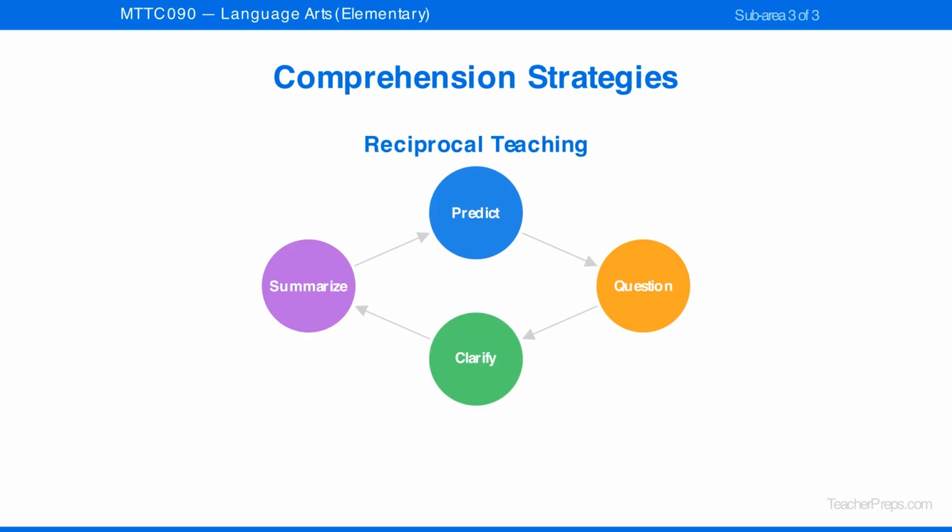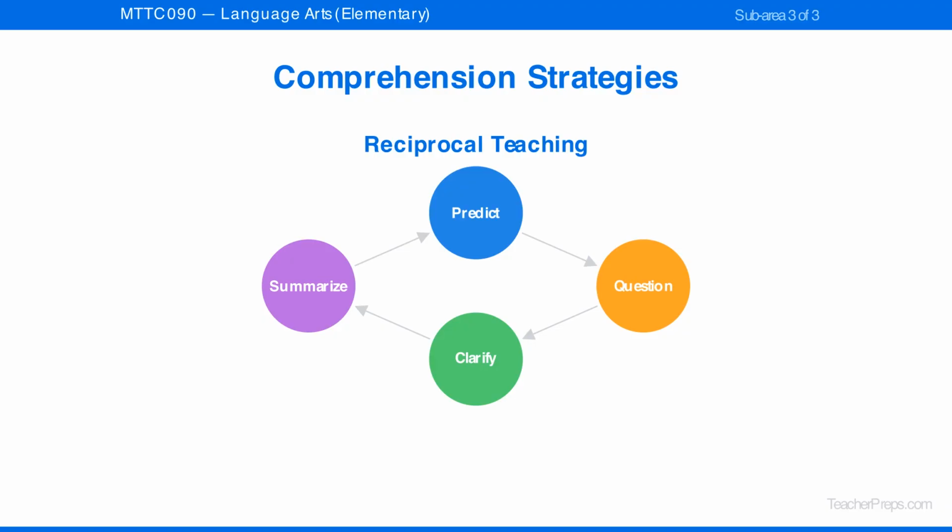The third strategy is generating questions. When readers ask themselves questions before, during, and after reading, it deepens their engagement and helps them identify important ideas versus minor details. The fourth strategy is self-monitoring, also called metacognitive monitoring.